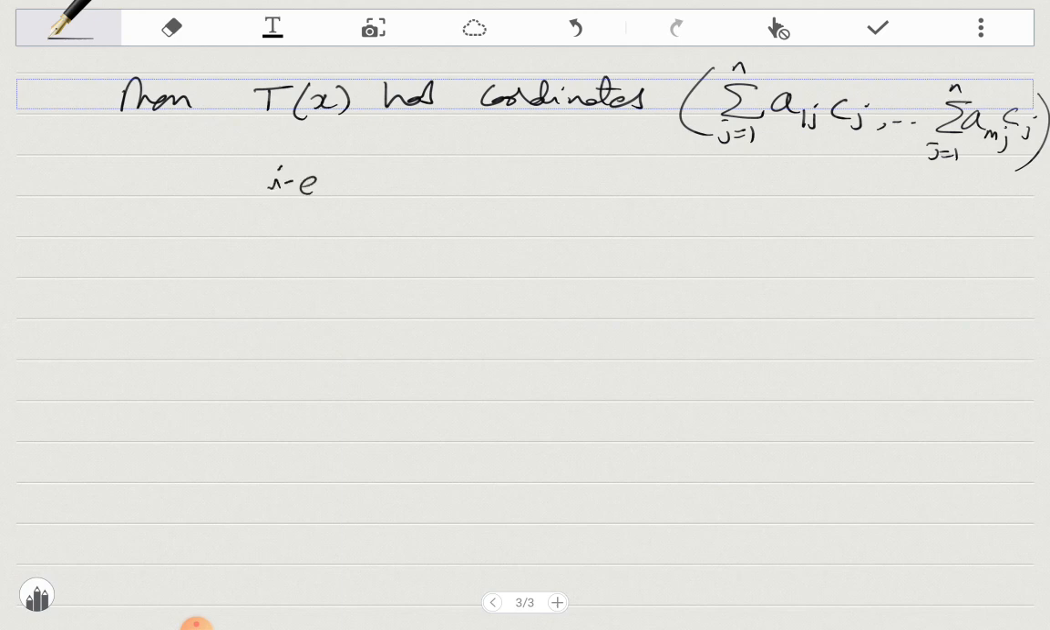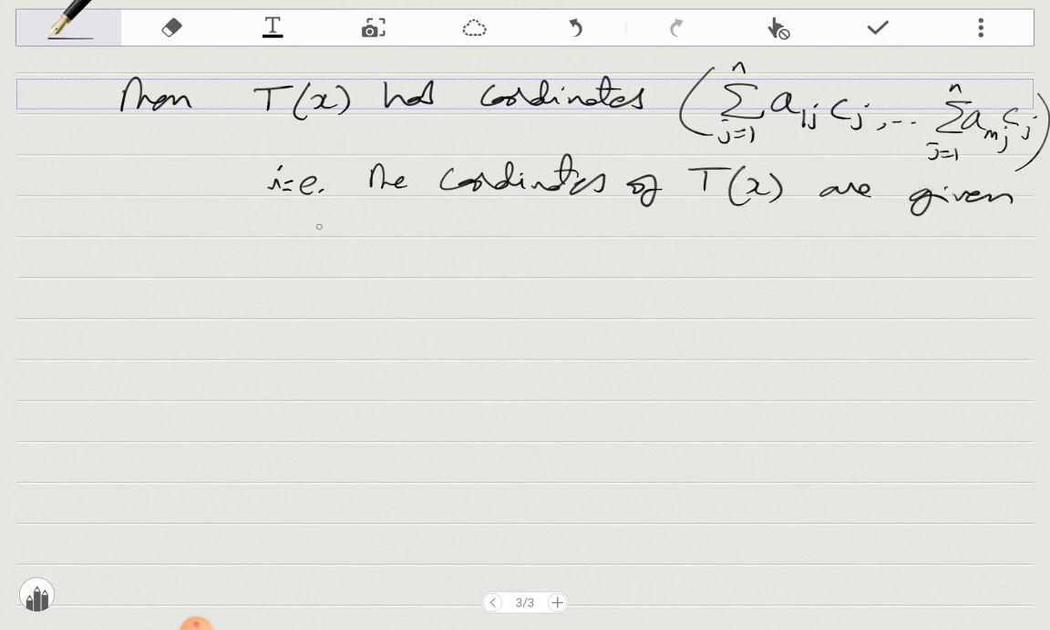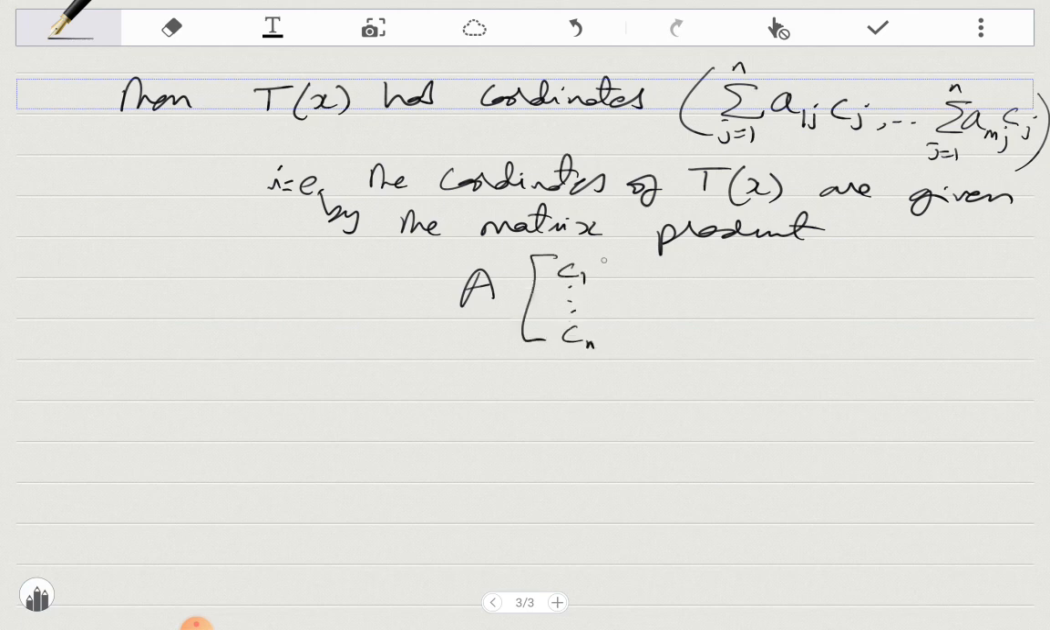I.e., the coordinates of Tx are given by the matrix product A, and then you write the coordinates of x as a column vector.